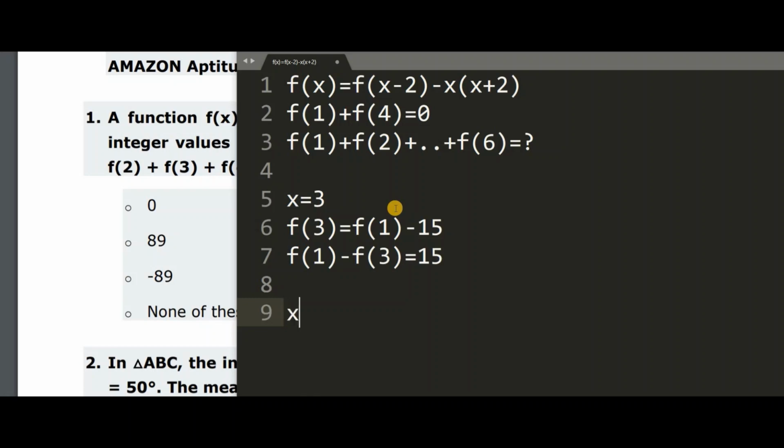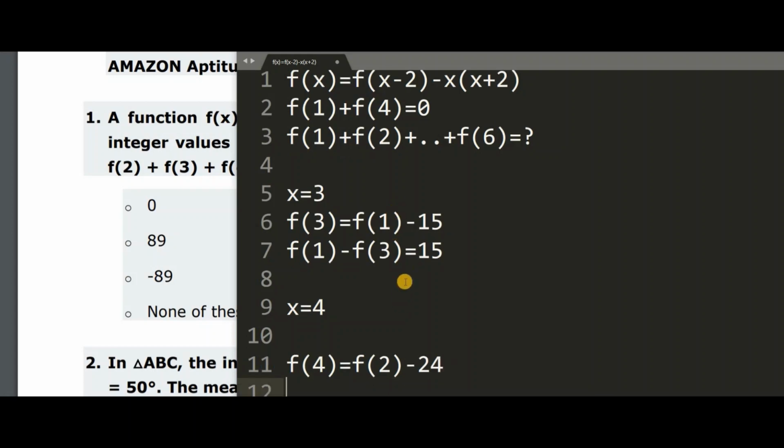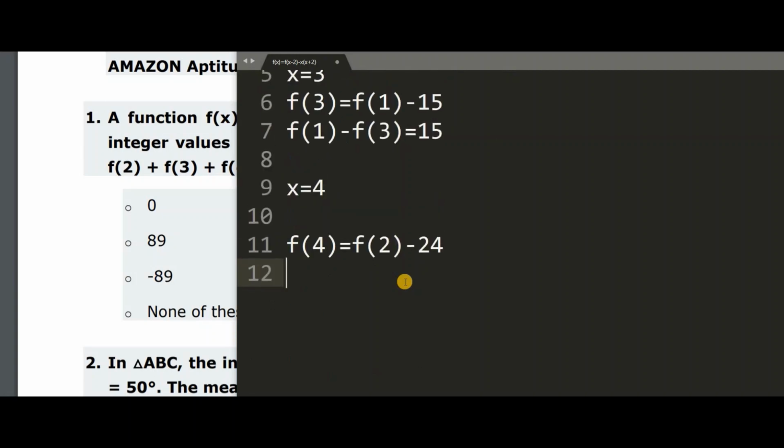Now let us take x = 4. Now f(4) = f(2) - 4 into 6, which is 24. So we can write this equation as 24 = f(2) - f(4). Let's assume that this is equation 1 and this is equation 2.